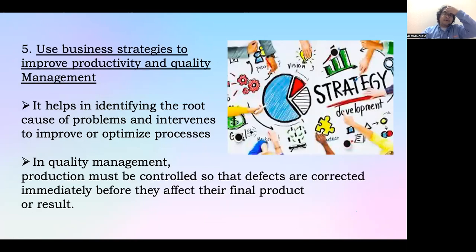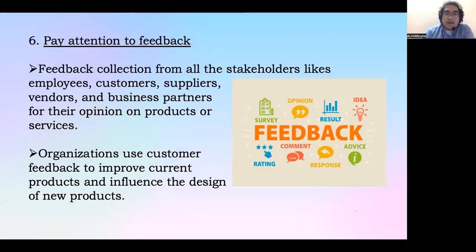So number five, use business strategies to improve productivity and quality management because it helps in identifying the root cause of problems and intervenes to improve or optimize the process. And next, in quality management, production must be controlled so that defects are corrected immediately before they affect the final product or result. So last, attention for feedback, I mean.